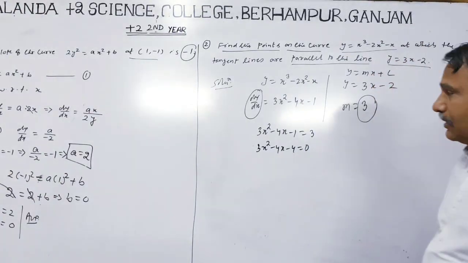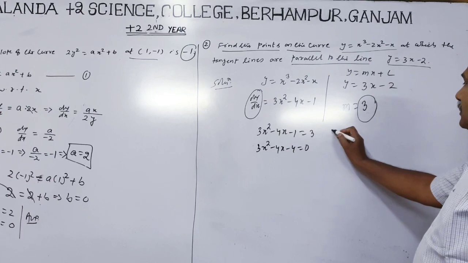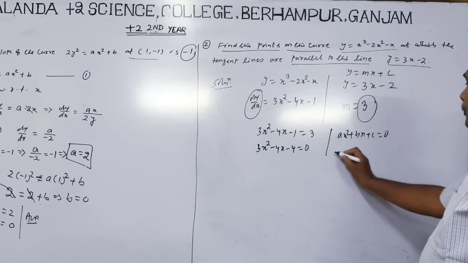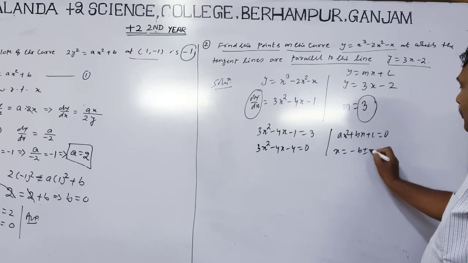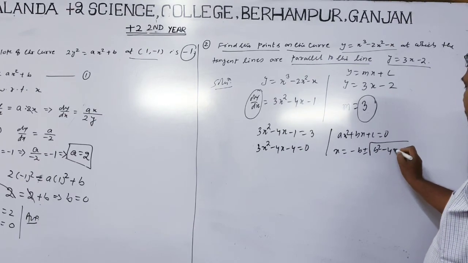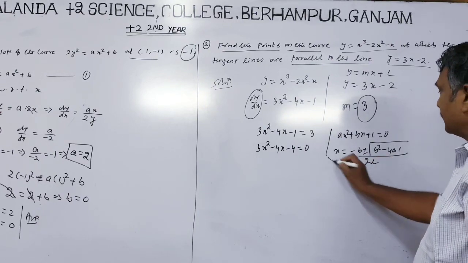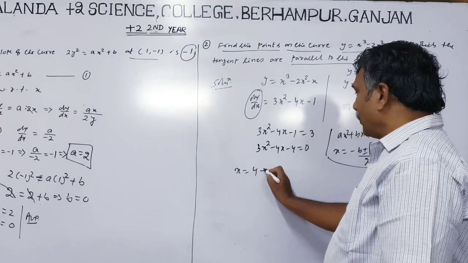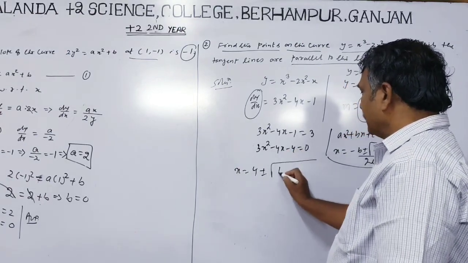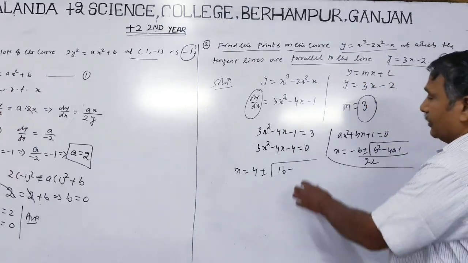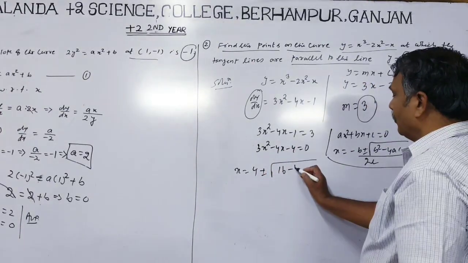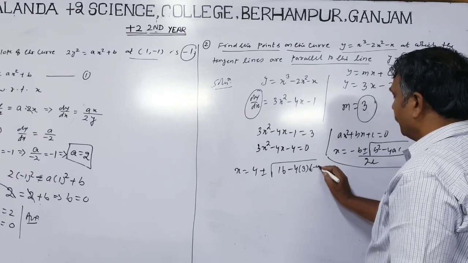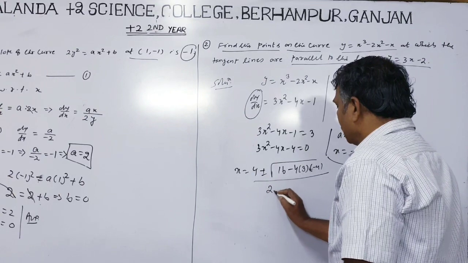Now solve the equation. What is x? We know that for ax square plus bx plus c equal to 0, x equals minus b plus or minus root over b square minus 4ac, divided by 2a. This is the formula. Now use the same logic here: x equals minus b plus or minus root over b square, 16, minus 4ac, where c means minus 4, divided by 2a, 2 into 3.